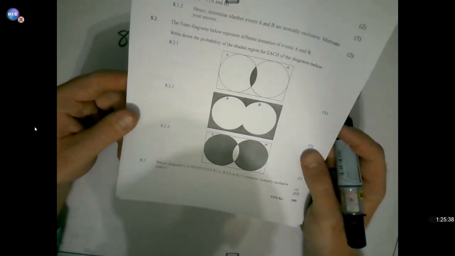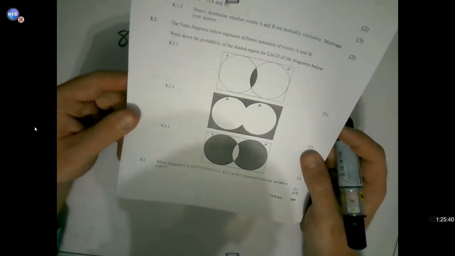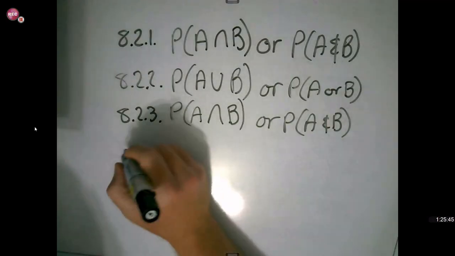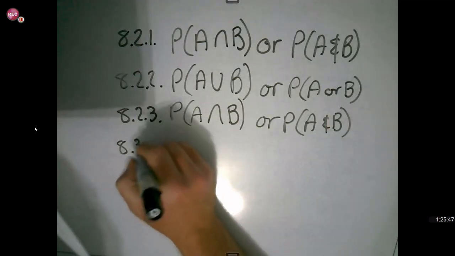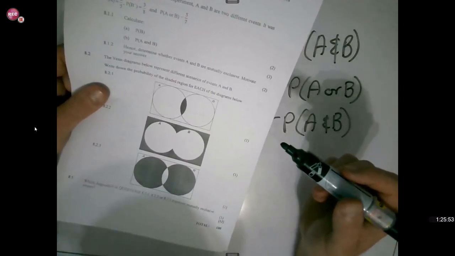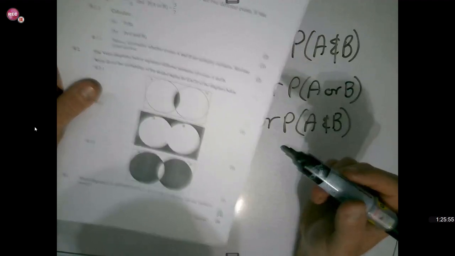Then moving on to our final question. Which diagrams in questions 8.2.1 to 3 represent mutually exclusive events? The only one out of these three that does actually represent mutually exclusive events would be question 8.2.3 in this case, mutually exclusive events.